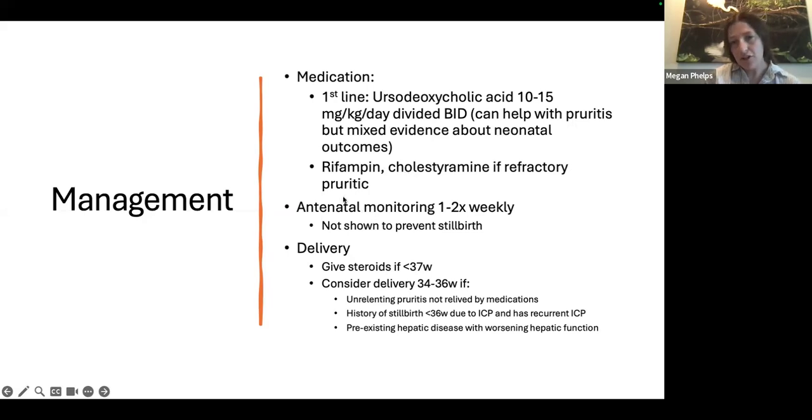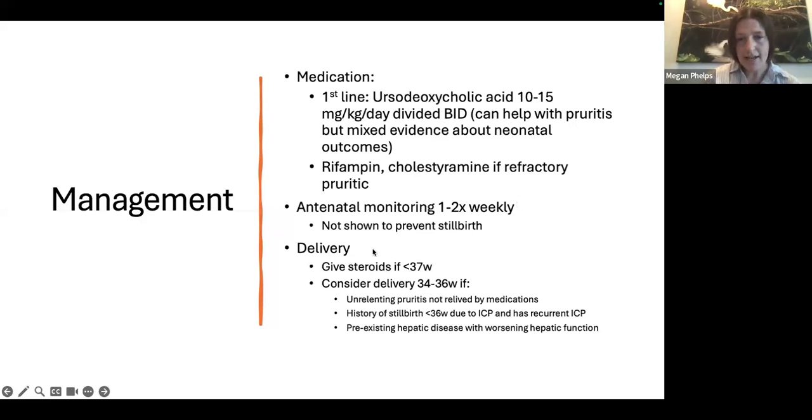And then for antenatal monitoring, you would do an NST 1 to 2 times weekly, but it's not really shown to prevent stillbirth because we think that it's a sudden event that causes death of the fetus, either a cardiac arrhythmia or an acute event with the placenta. And so NSTs can't predict that in the same way that they can predict the chronic placental insufficiency seen with preeclampsia or something like that.